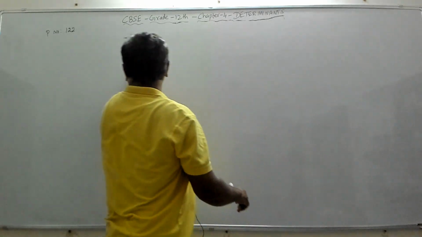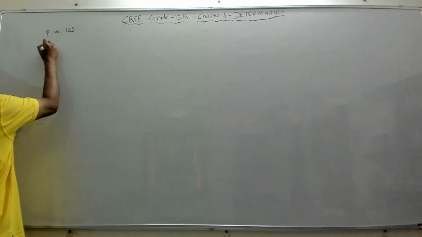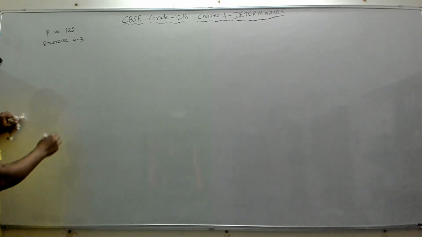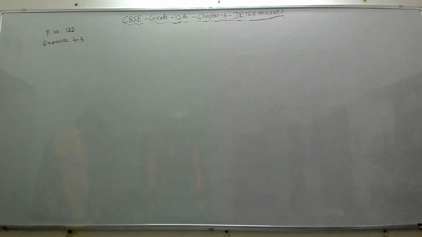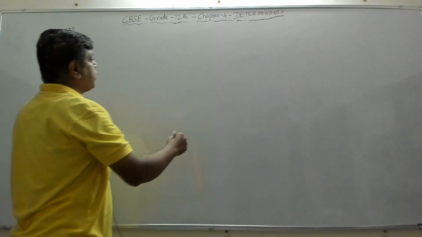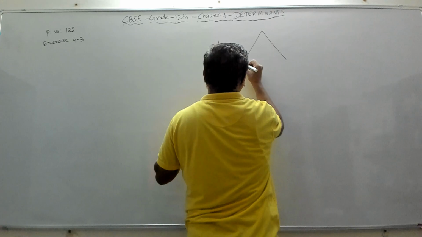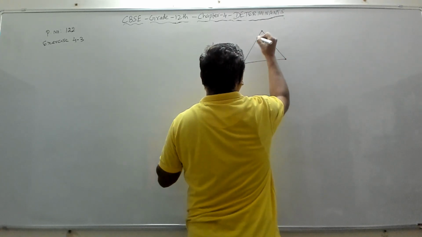So what we have is exercise 4.3 on page number 122. I will draw the triangle here and write the general formula of the area of the triangle using determinants.